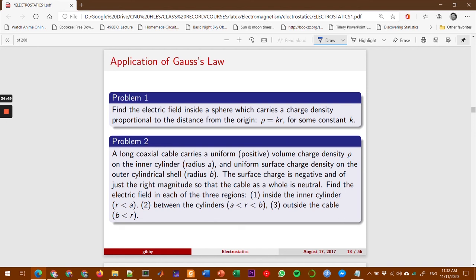Okay, that will be all for this video. In the next part of the video, we will solve these two problems, continuing up to electric potential.